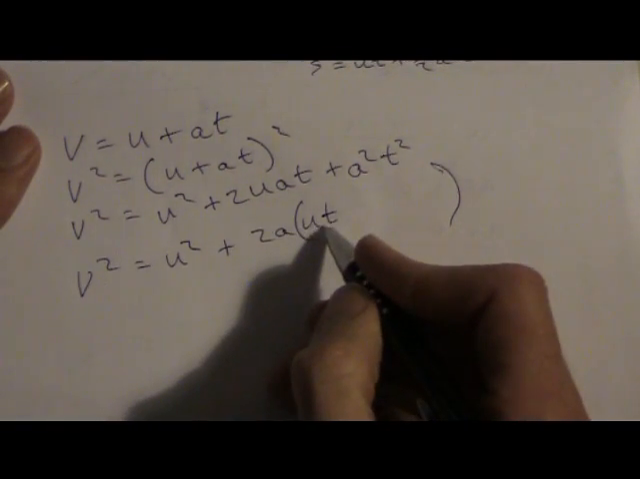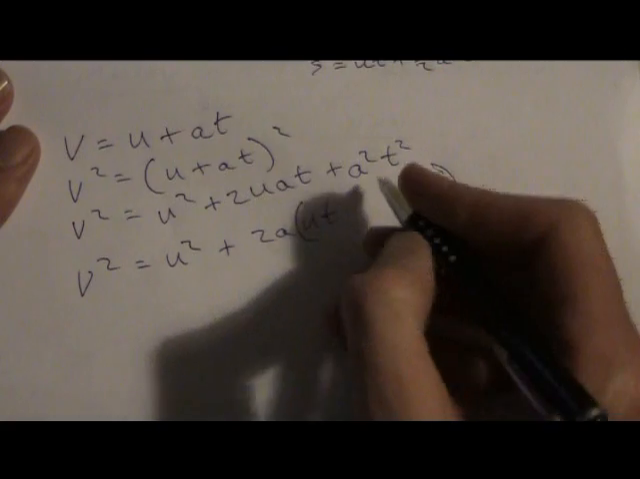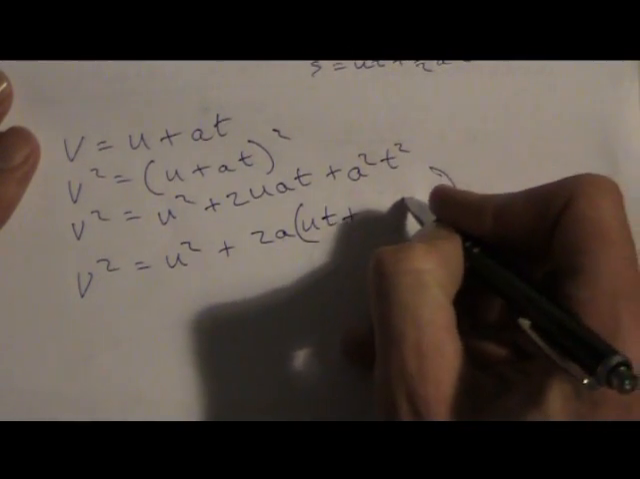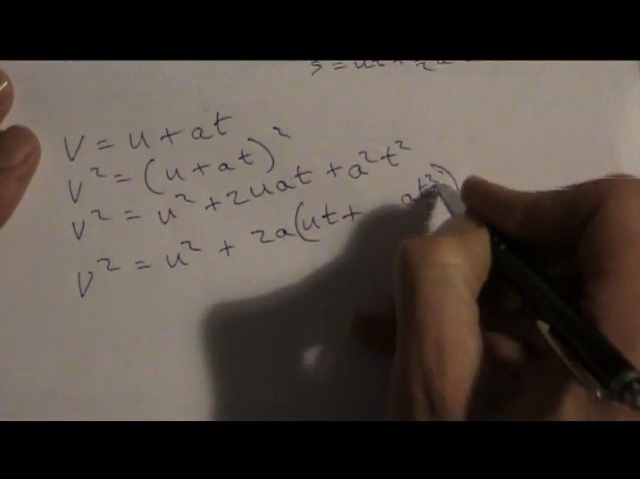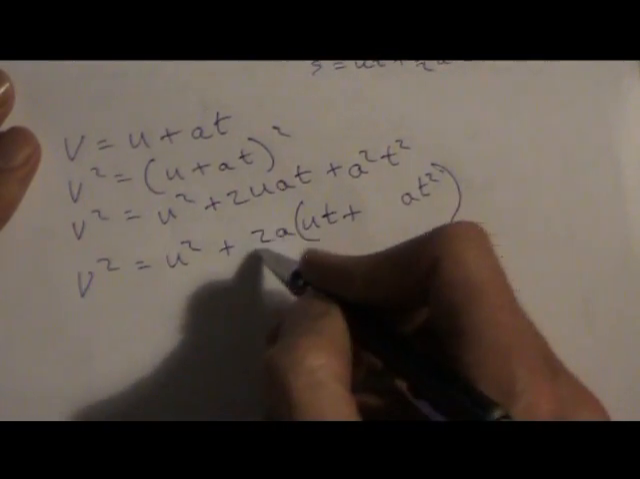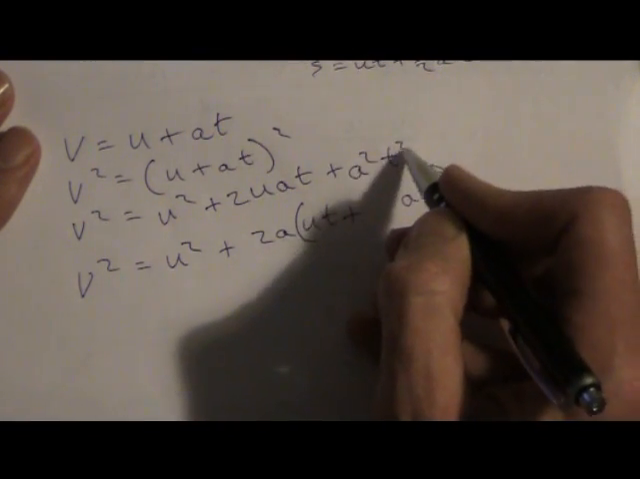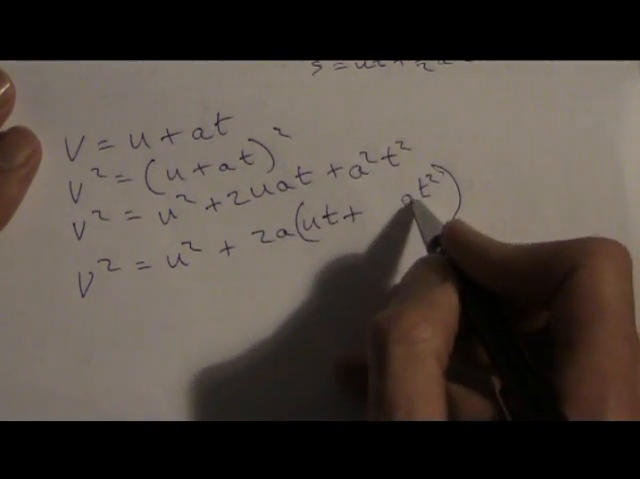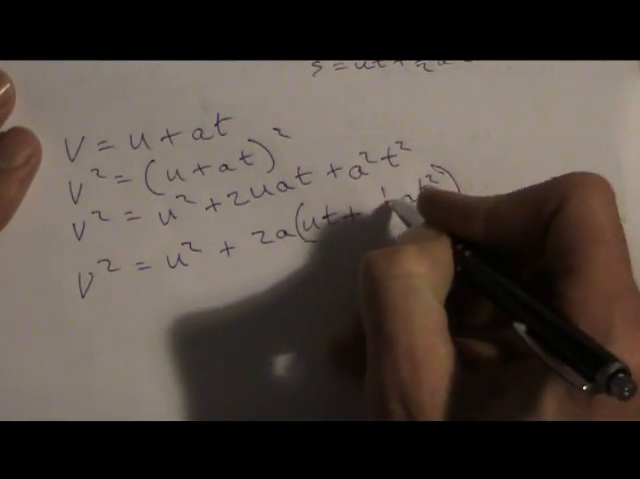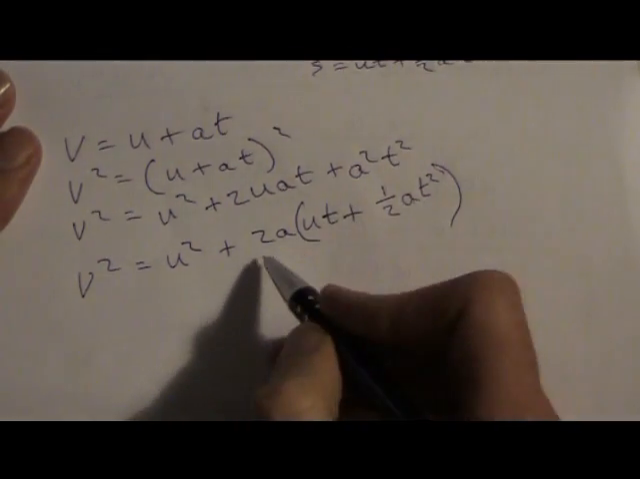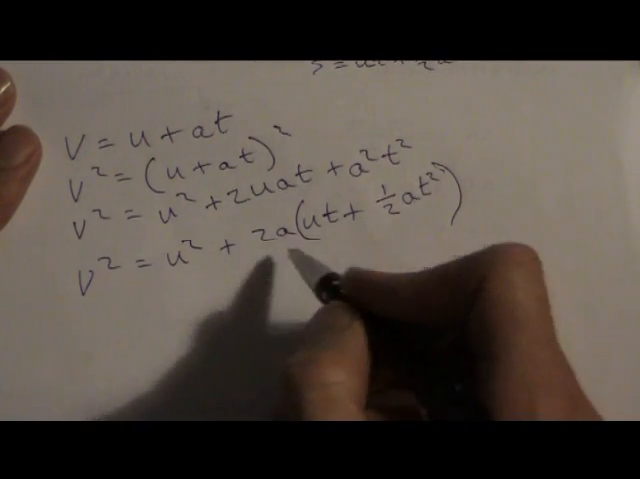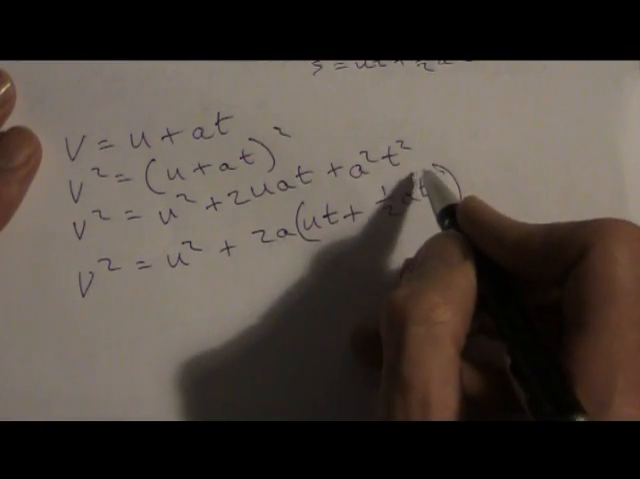Okay, 2a times ut will give you 2uat. Now what do I do here? Well, if you take out the a, it'll leave you with a. You're still going to have your t squared. Now, what do I multiply this by to get a squared t squared? Well, a times a will give you a squared t squared. I'll have to get rid of that 2, so I'm going to have to put in a half there. So 2a times a half a t squared, the 2's will cancel, giving you a squared t squared.